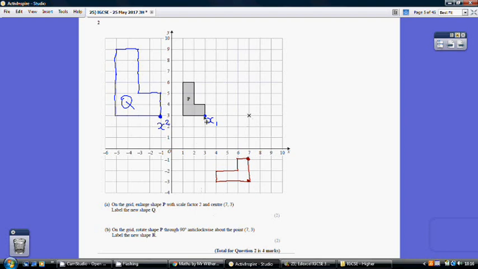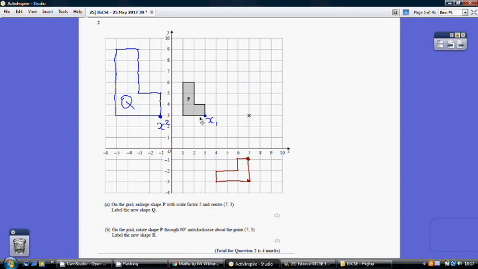So let's take this point here, for example. I'm going to call that x1, so the bottom right hand corner. That's presently 4 squares to the left, so we're going to double that from the center and make it 8 squares to the left. So that bottom right hand point there becomes this point here. So that's established the location for our new shape Q.